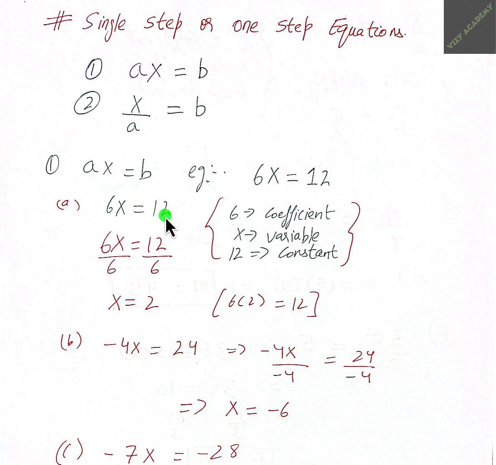6x is equal to 12. In this case, we always divide both sides by the coefficient. So here the coefficient is 6, so both sides are being divided by 6. 6x is equal to 12. Dividing both sides by 6, 6x over 6 is equal to 12 over 6. So x is equal to 2. And we can check our answer also. 6 times 2 is equal to 12.